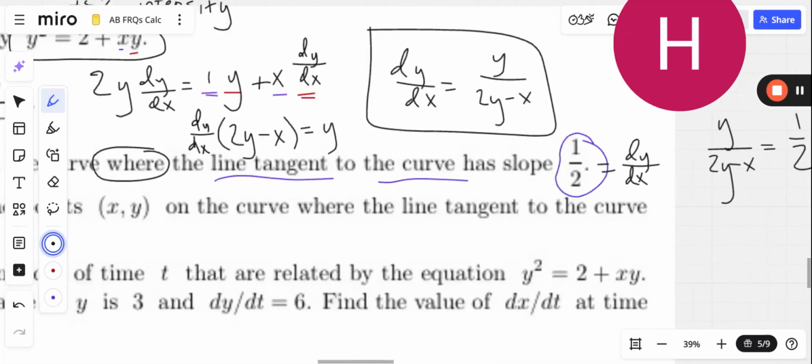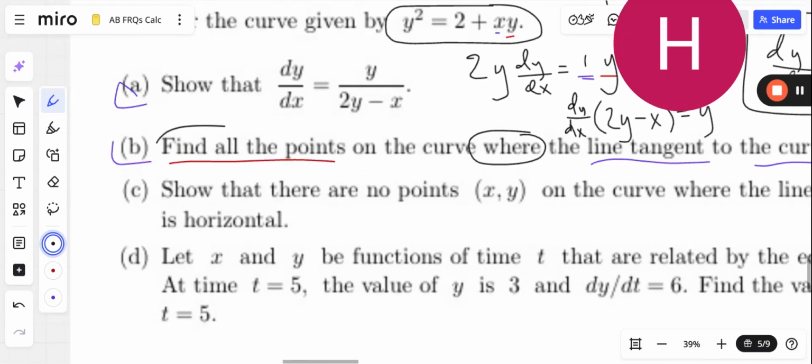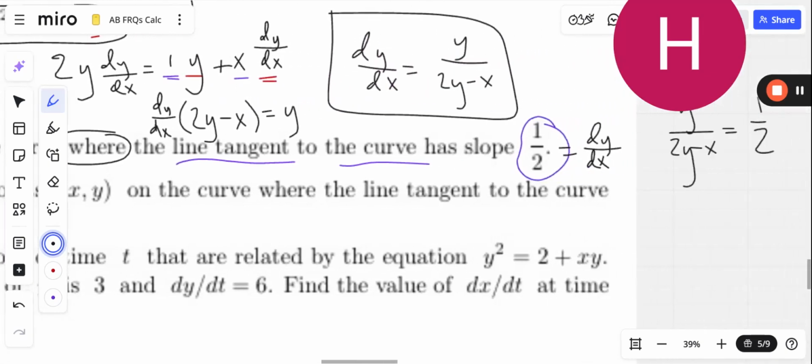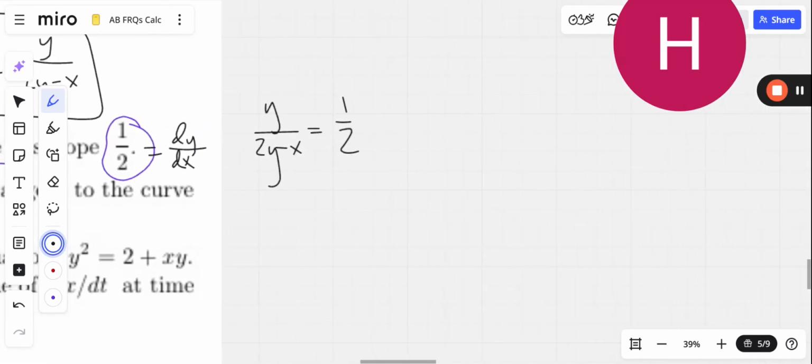And what's the goal here, by the way? We want to find all the points. So our answers need to be in terms of x comma y. All right, that's when we're done with the problem. We have a bunch of x comma y's that have that 1/2 slope. So let's just solve and work through this equation.